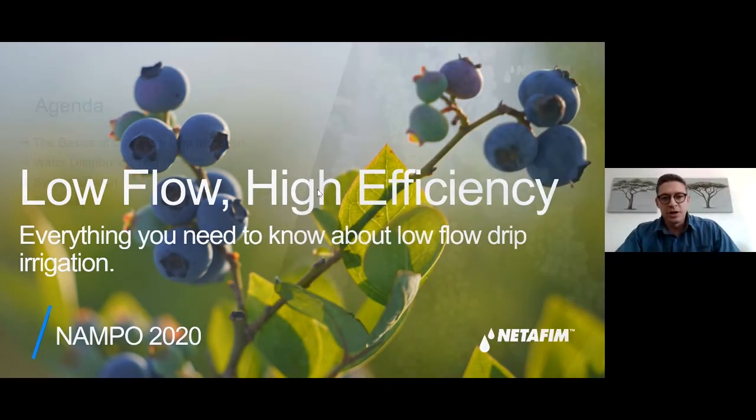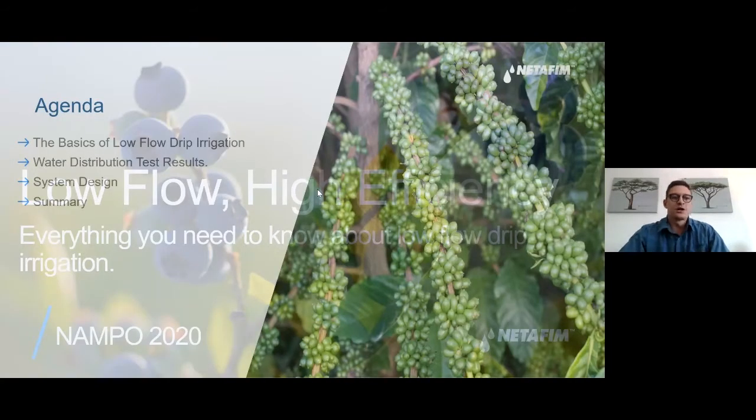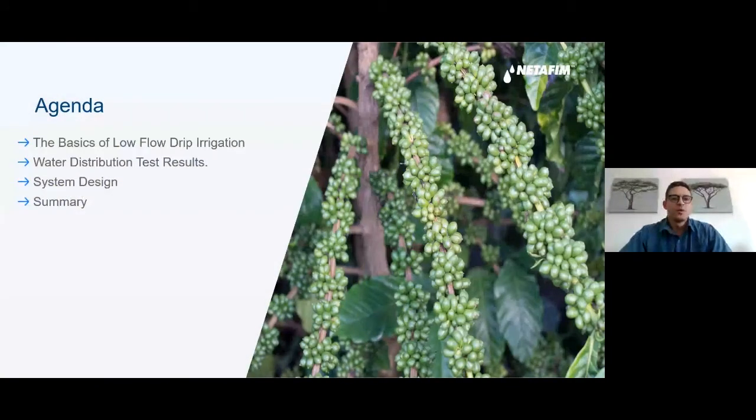On the agenda this morning, we will quickly run through the basics of low flow drip irrigation and a bit of drip irrigation in general. We will take a look at water distribution test results and also why this is important in the planning phase of your new developments to make an informed decision. We will quickly run through the system design of a typical low flow irrigation system and then a summary. So we have quite a bit to get through, even though it doesn't look like this at the moment. So let's get going.